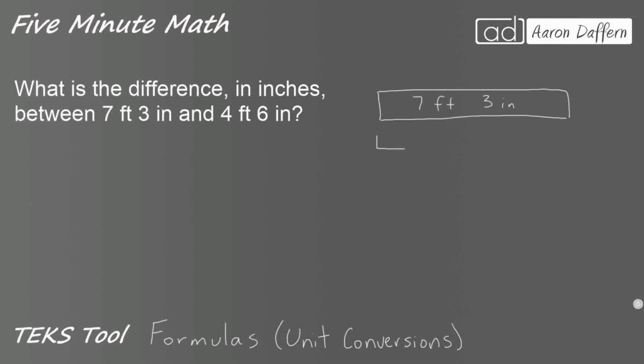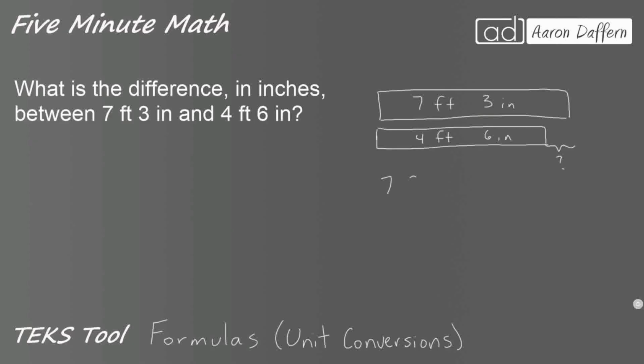And then we've got 4 feet 6 inches. Notice I am making them two separate bars. I'm not too worried about making them proportional. I just want to show there's a difference between the two. And I'm looking for that difference right there. Why? What's the gap?